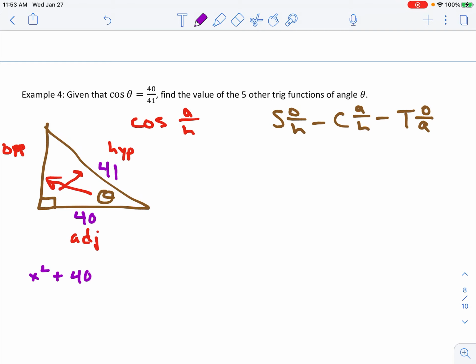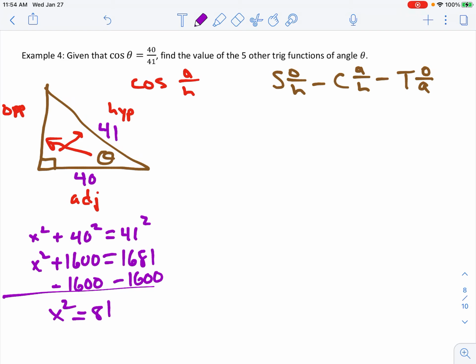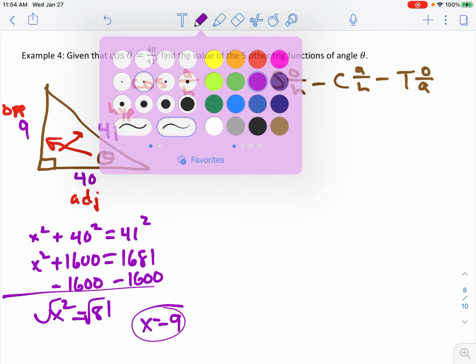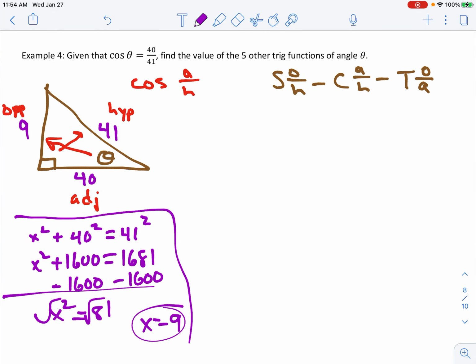I'm going to call it x squared plus 40 squared is equal to 41 squared. That turns into x squared plus 1600 equals 1681. Subtract 1600, and I'm left with x squared is equal to 81. Square root, and x is 9, so I'm going to put 9 back into my picture. Now, that was just some side work to find the missing piece for our triangle.